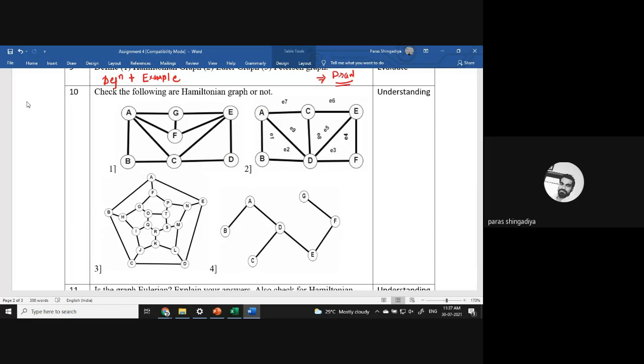Your aim in a Hamiltonian graph is to start with any vertex and find such a circuit which includes every vertex of the graph exactly one time. ठीक है, आपको सभी vertex को cover करना है. So just check it. And all of you practice it. It's not difficult, it's very easy to check. If you have any doubt, please ask. We'll discuss in detail.